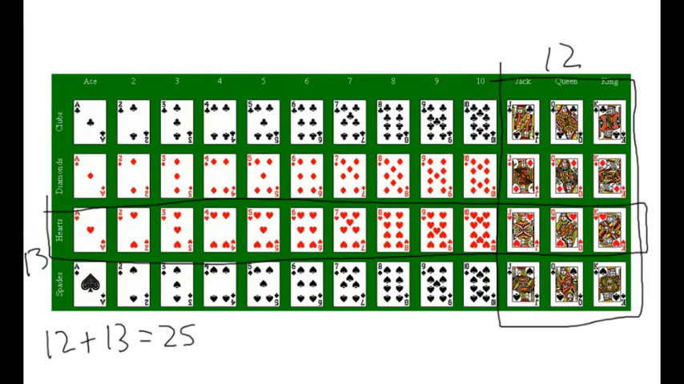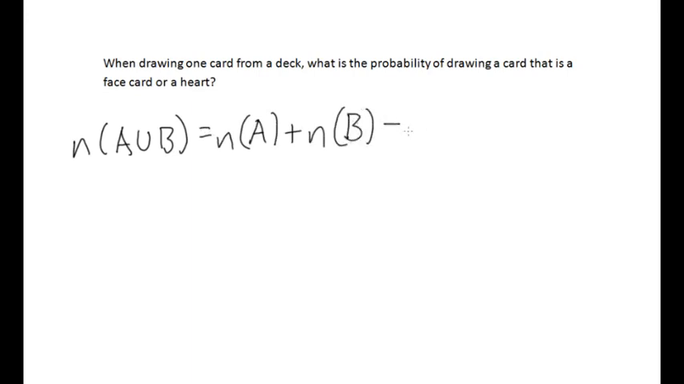And the reason for that discrepancy is because when we add these 12 to these 13, we're double counting the Jack, Queen, and King of Hearts. So what we'll need to do to solve this one is use the union rule, which we've looked at before. The number of elements in A union B equals the number in A plus the number in B minus the number in A intersect B.